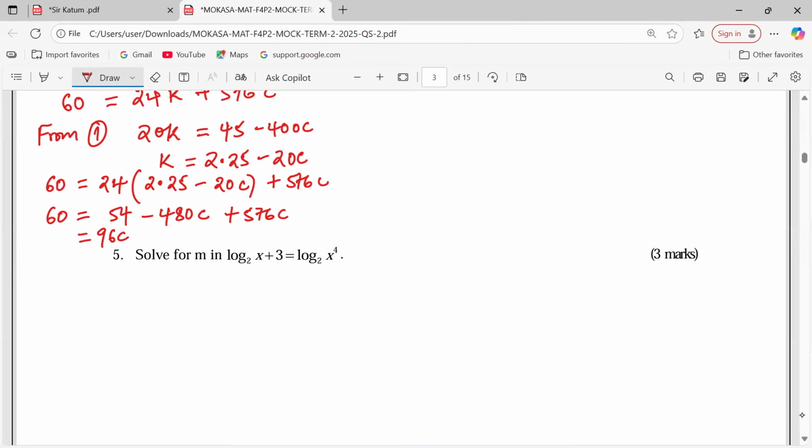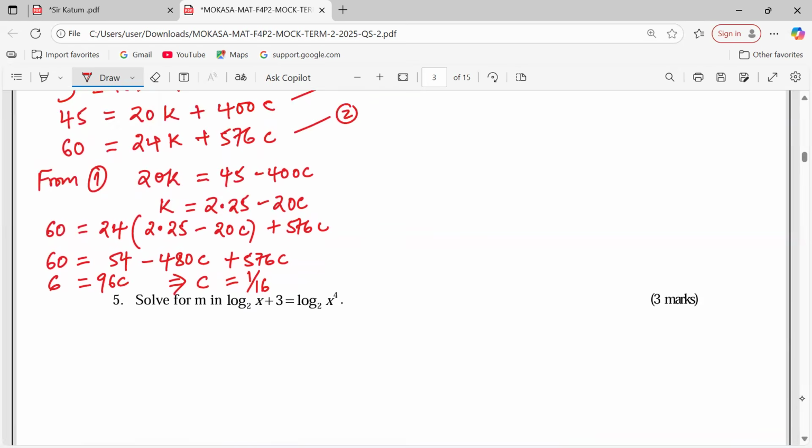Then on the other side, we'll be having 60 minus 54. This gives us 6. So how do we get c? The value of c shall be 6 over 96. This gives us exactly 1 over 16. So c equals 1 over 16.